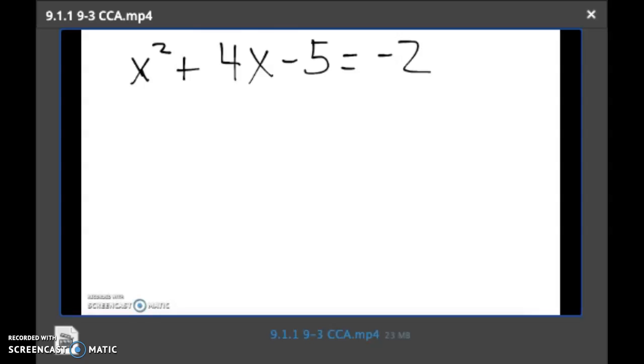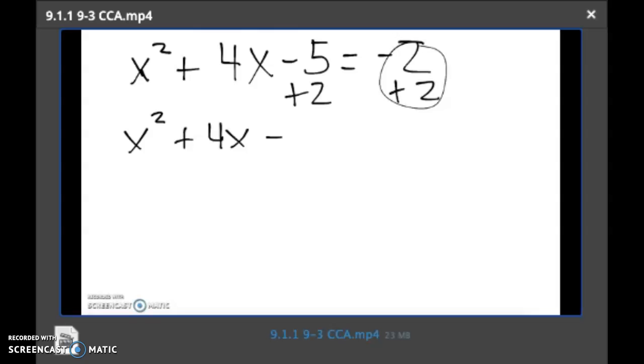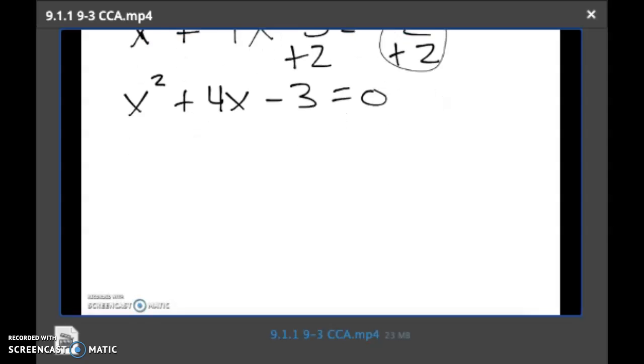I'm going to complete the square because I want to find my exact answer. Before I do that, I want to get all of my terms on one side of my equal sign. So I want to get rid of that negative 2 on the right. I'm going to just add 2 to both sides. So I have x squared plus 4x minus 3 equal to 0.